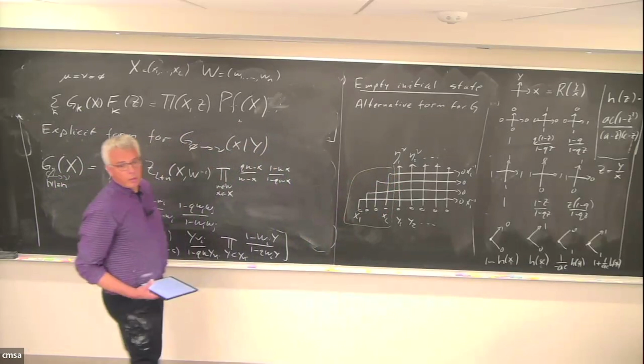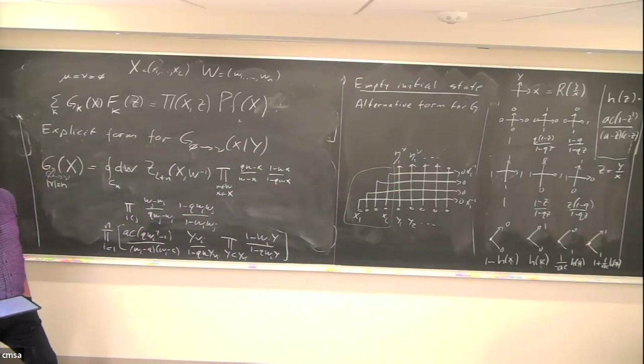Presumably it's a finite sum of residues, right? Can you identify residues as some sums over configurations in some way?